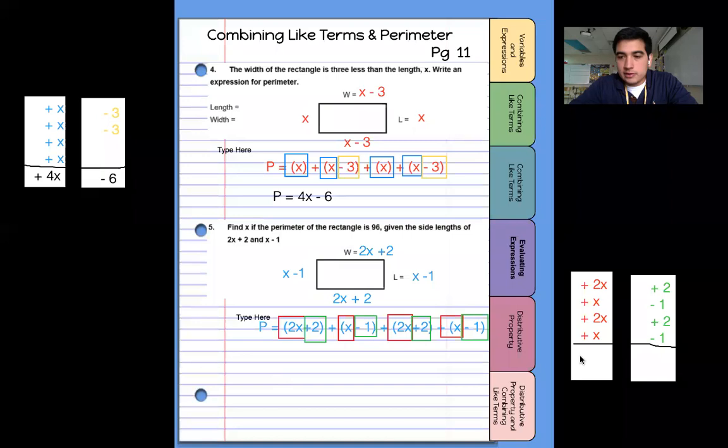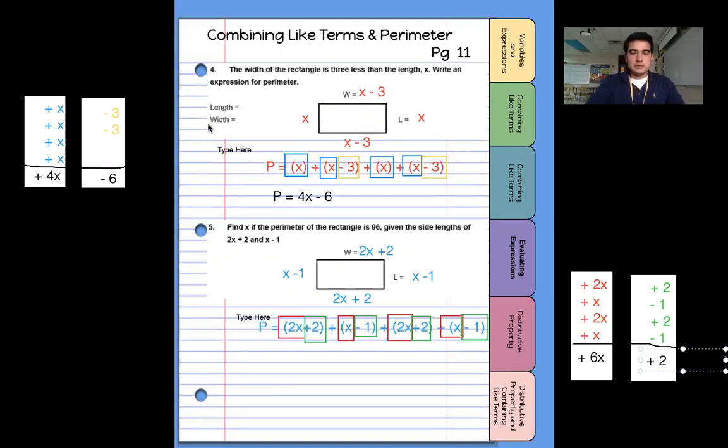So right here, I get 2x plus 1x plus 2x plus 1x. I get positive 6x. Okay. Then when I add up my constants, I get 2 minus 1 plus 2 minus 1. I get plus 2, right? Positive 2. Okay. So now we can put it all together.